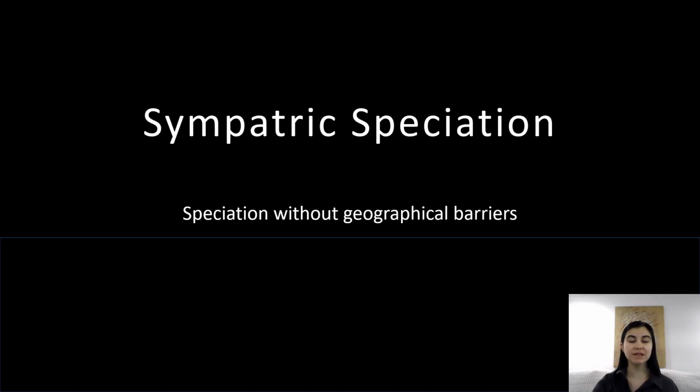Sympatric speciation is classified as speciation without geographical barriers. This is in direct contrast to allopatric speciation, defined as speciation with geographical barriers.